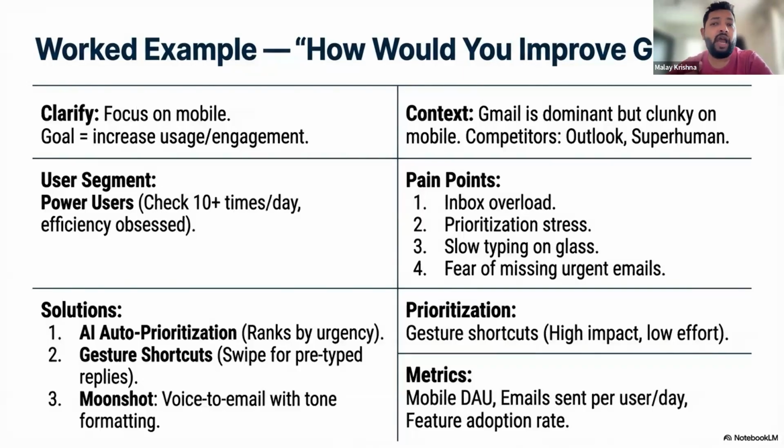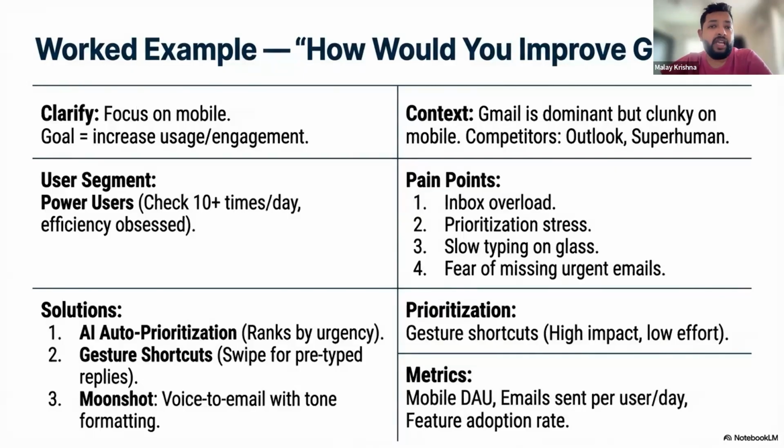And of course, you add some moonshots as well, right? You can build other things, like you can build an urgent flag, and you can build text extraction and so on and so forth. But the moonshot is voice to email, where your tone gets formatted, wherever you just say it on your phone, and all of it gets done in your email, right?